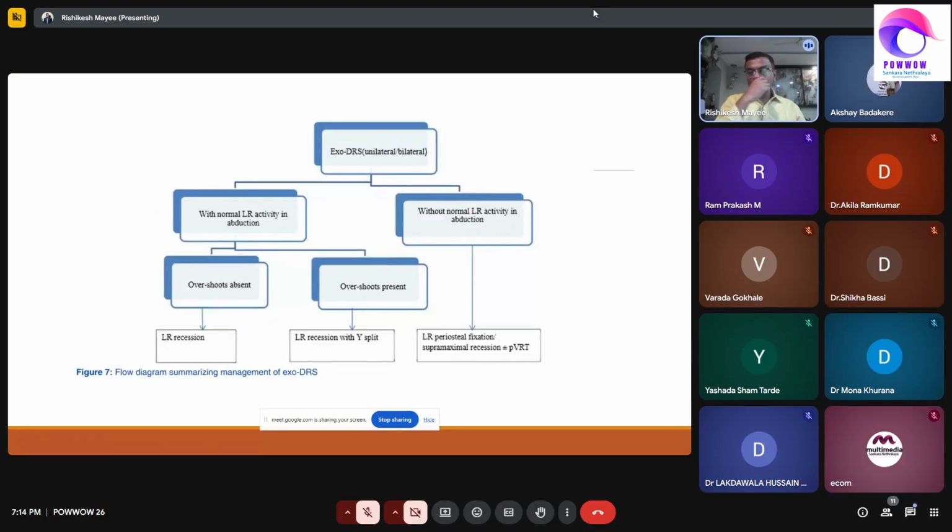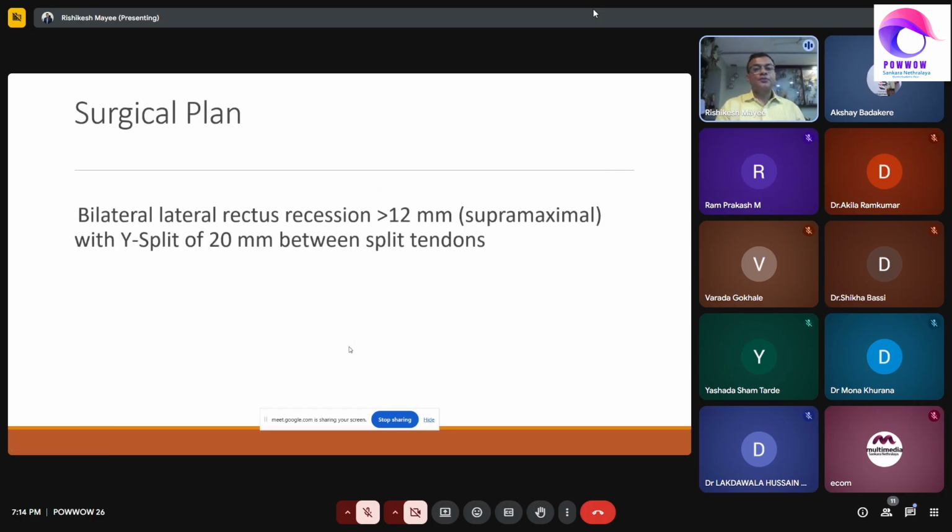This article also mentions a flow chart. I think many of you have already studied this: if there is some amount of lateral rectus movement present, then Y-split will definitely work. But if there is no LR movement, then periosteal fixation, and in addition to that, for residual ESO which might be generated, we can do a VRT or a superior rectus transposition. I thought of doing the lateral rectus recession with Y-split. So we aimed for more than 12 millimeters of lateral rectus recession, supramaximal, with a 20 millimeter Y-split, or 10 millimeter from the midline between the split tendons.